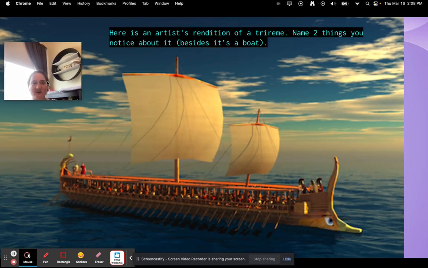All right, we're going to talk about the next one, which is a trireme. So here's an artist's rendition of a trireme. Name two things that you notice about it besides it's a boat. Don't say it's a boat. We all know it's a boat. What are two other things you notice?